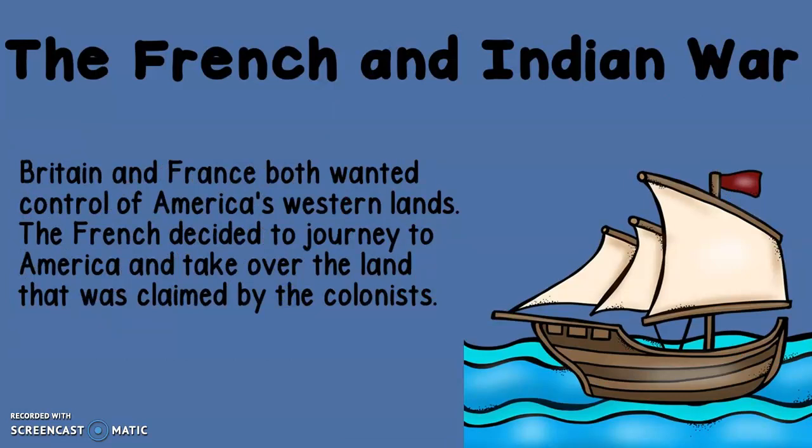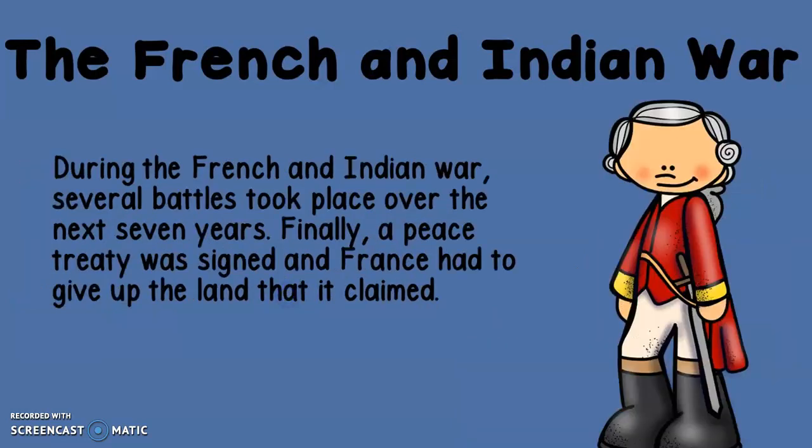Britain and France both wanted control of America's western land. So the French decided to come over to America and take over the land that was already claimed by the colonists. During the French and Indian War, several battles took place over 7 years. Finally, they signed a peace treaty, and France had to give up the land that they had claimed. So they had to give the land back to Britain.